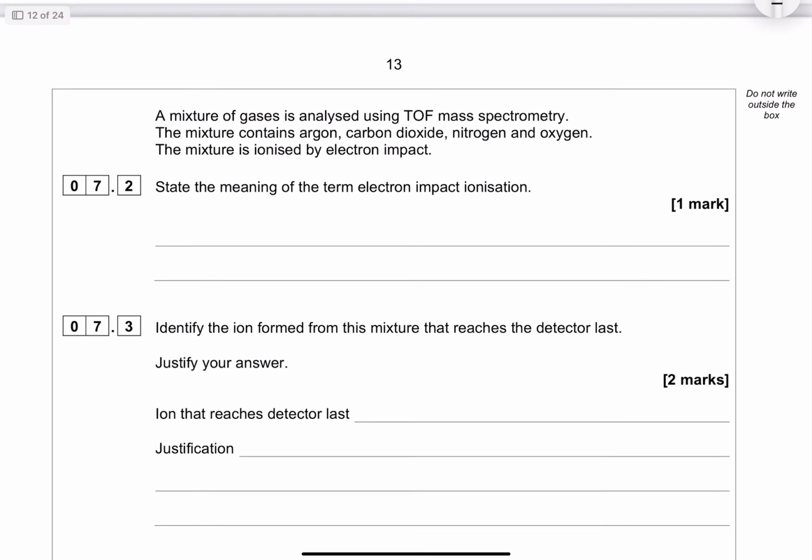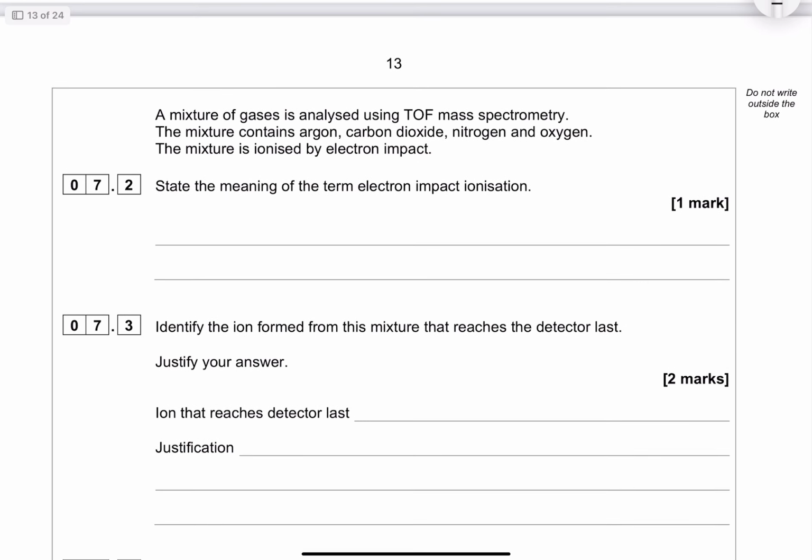A mixture of gases is analysed using time of flight mass spectrometer. The mixture contains argon, carbon dioxide. So we've got a mixture and we've got argon, CO2, nitrogen and oxygen. State the meaning of the term electron impact ionisation. So we're basically being asked to explain what's happening in electron impact.